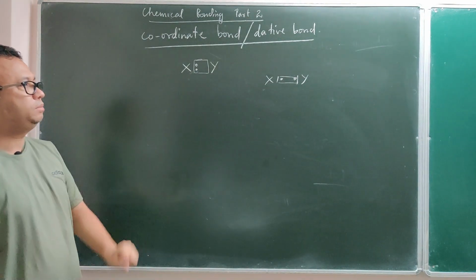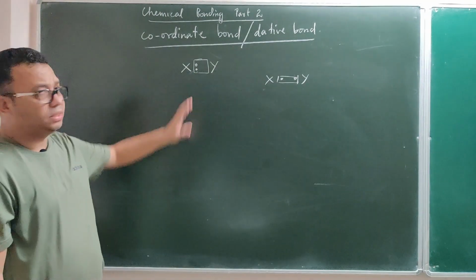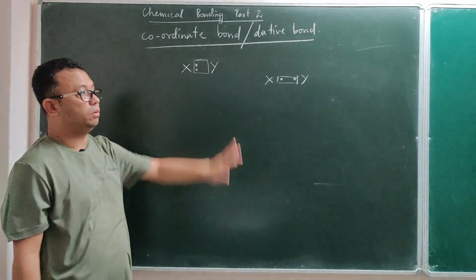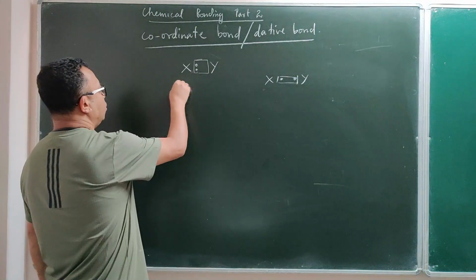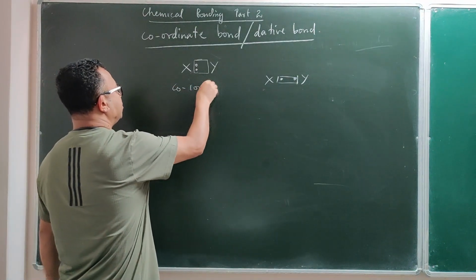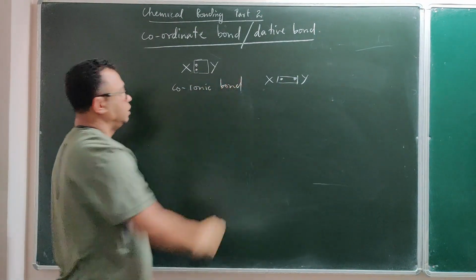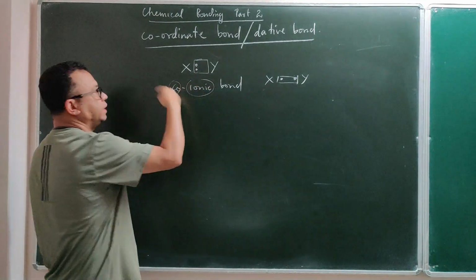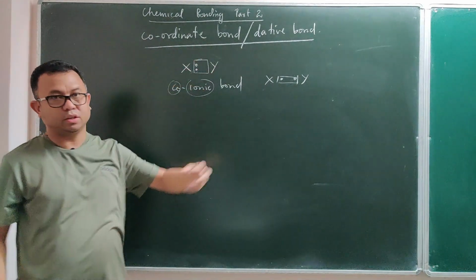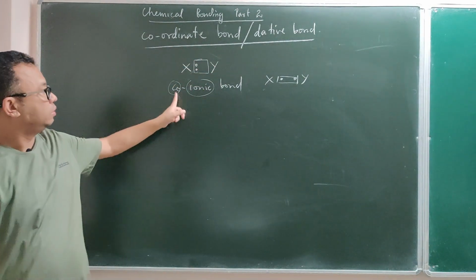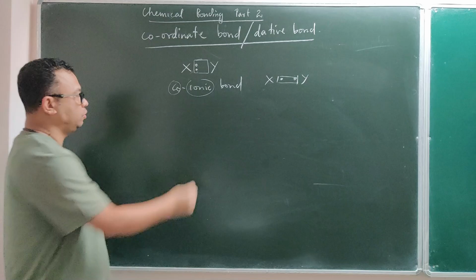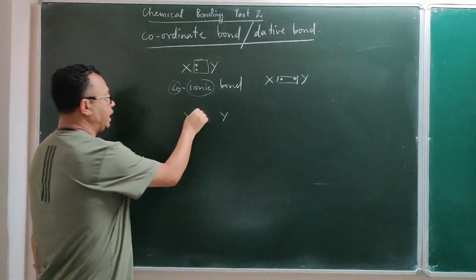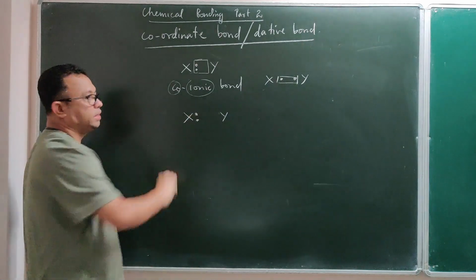Now you should know that some chemists are of the opinion that coordinate bond is also sometimes called co-ionic bond. Now why co-ionic? Because co means covalent, ionic means electrovalent. So coordinate bond is a combination of both kinds of bond, covalent and ionic. Now let me explain why. Suppose X has 2 electrons and Y doesn't have any.